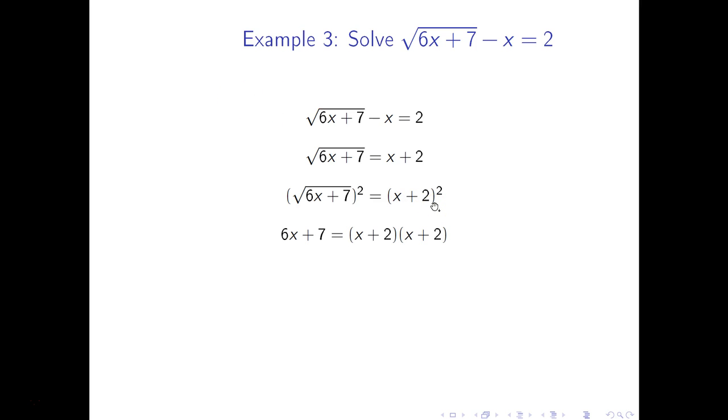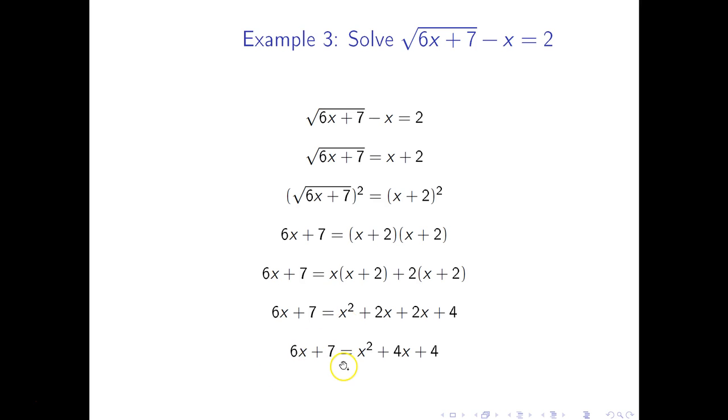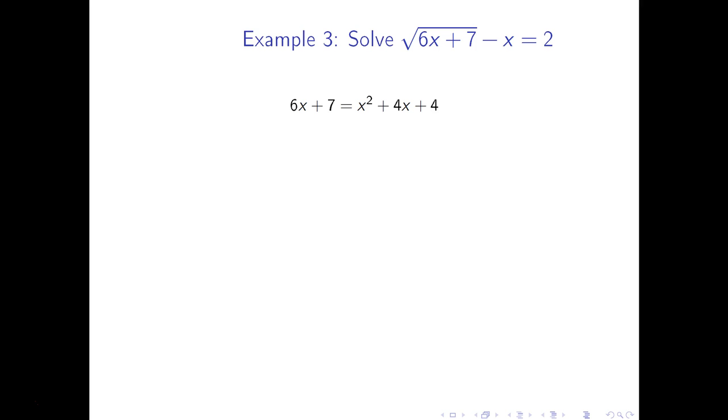Again, going back to what we said earlier in the video, how do you square x plus 2? Well, I write it as x plus 2 times x plus 2. I can then multiply it out. You can do FOIL, you can use the distributive property. We multiply it out, and I end up with 6x plus 7 equals x squared plus 4x plus 4. Well, let's reset at the top. So let's put that back up here.